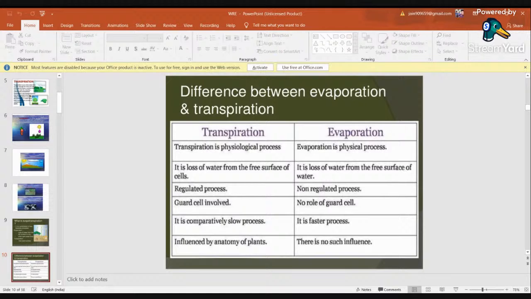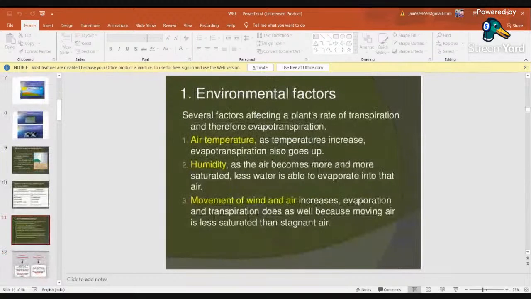Then transpiration happens because of the guard cells, which are cells inside the biological component, and there is no role of guard cells in evaporation. Transpiration is comparatively a slow process and evaporation is a faster process. Transpiration is influenced by the anatomy of the plant, and there is no such influence of anatomy when we are talking about evaporation.